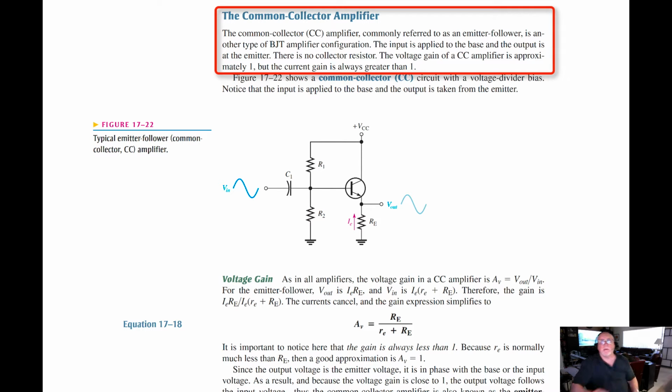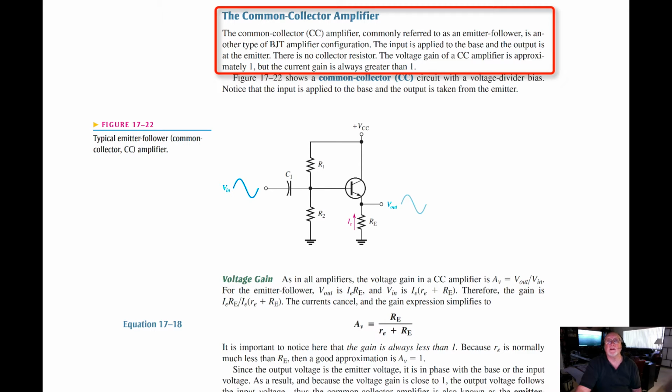We've seen different types of bipolar junction transistor configurations. We just covered the common emitter. Now we're going to take a look at the common collector. The common collector amplifier, commonly referred to as the emitter follower, is another type of BJT amplifier configuration.